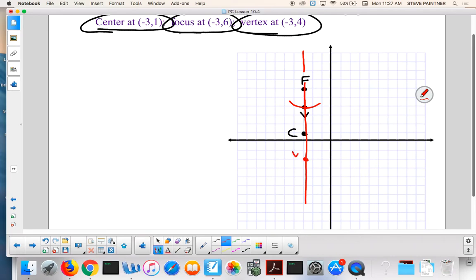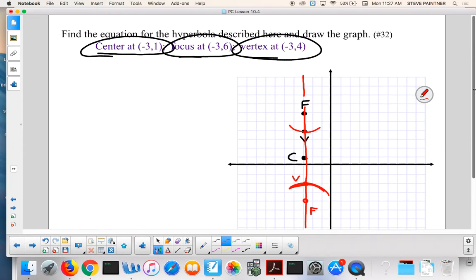Okay, vertex. Where's the focus? From here? 5 down. 5 down, okay. Okay, so I do know it's going like this, right? All right. And your job is to what? Write the equation. Find the equation of the hyperbola described here and draw the graph, so we have to draw the graph too.